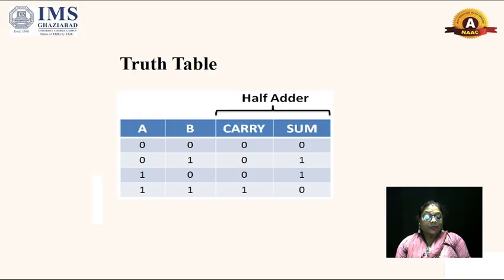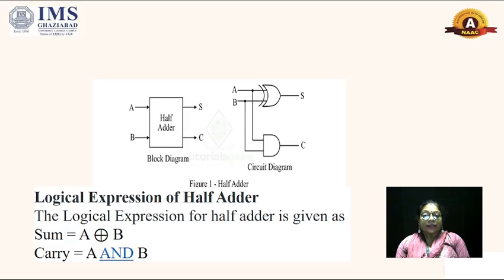If we make the block diagram of this, there will be two inputs A and B. The block diagram shows a half adder which gives two outputs, sum and carry. This is the logic gate. The logical operation sum is A XOR B, represented in the diagram with the XOR gate, and carry is A AND B, represented by the AND gate on the two inputs. So we get two outputs, one is sum and one is carry. This is the representation of the circuit diagram.